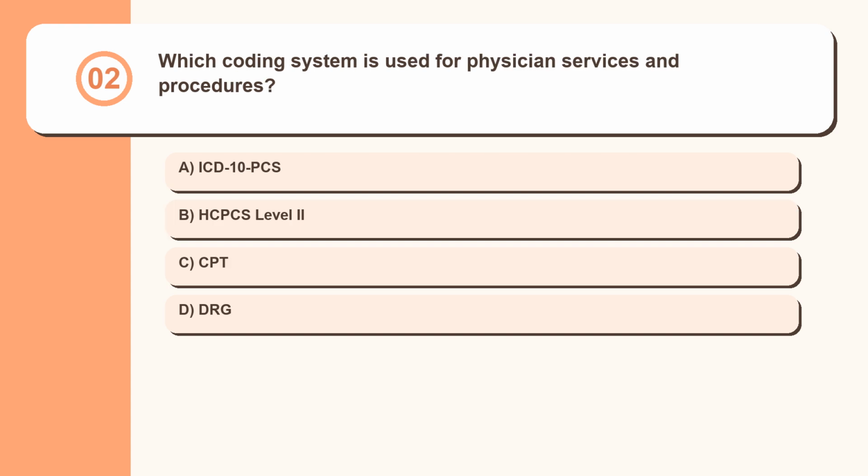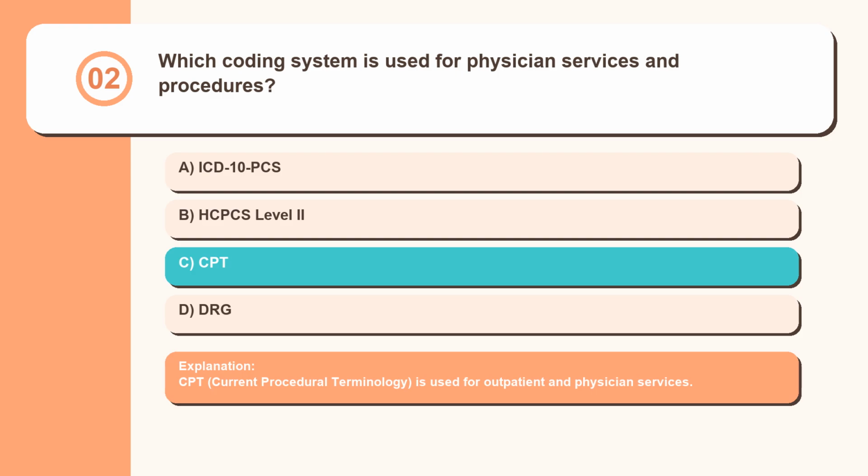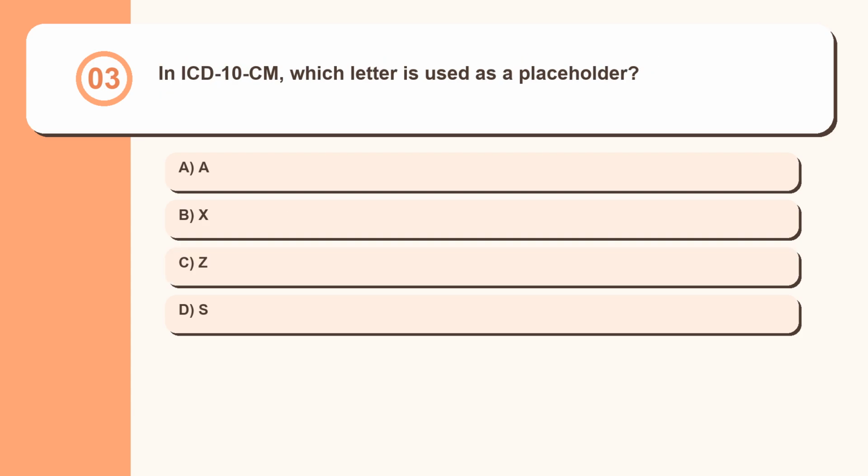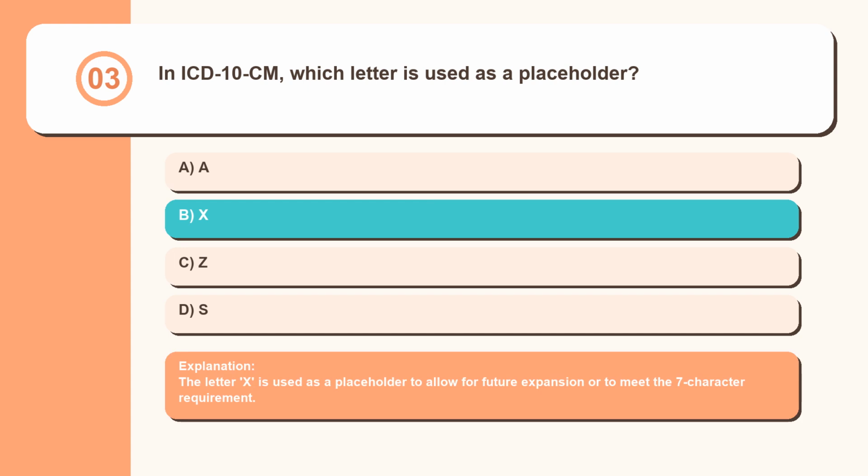Question 2. Which coding system is used for physician services and procedures? ICD-10-PCS, HCPCS Level 2, CPT, DRG. CPT, Current Procedural Terminology, is used for outpatient and physician services. Question 3. In ICD-10-CM, which letter is used as a placeholder? A, X, Z, S. The letter X is used as a placeholder to allow for future expansion or to meet the 7-character requirement.